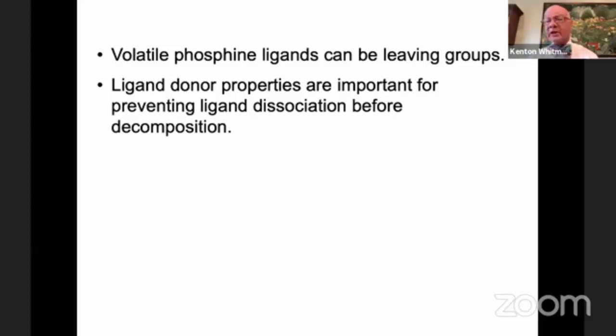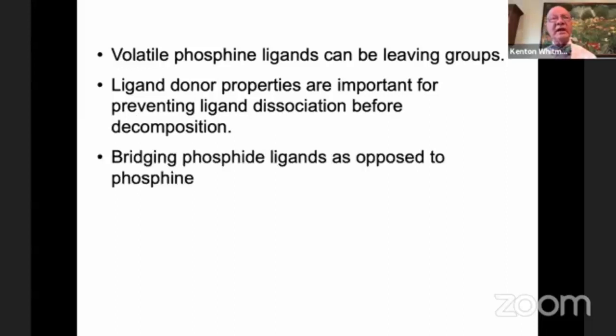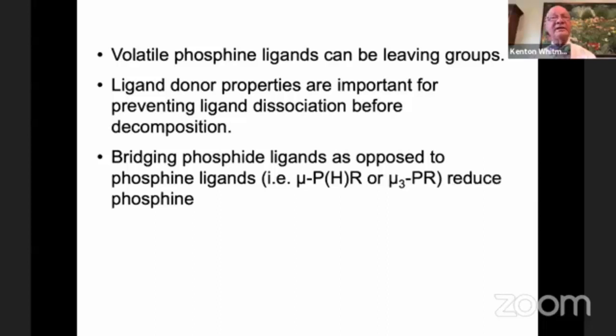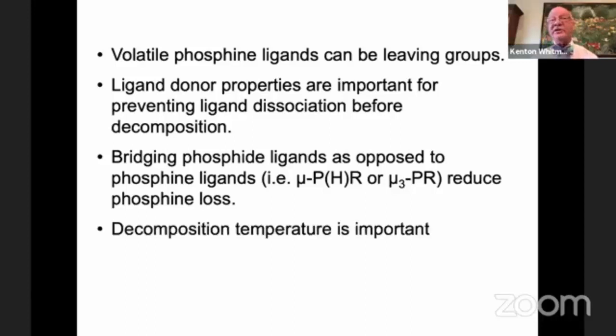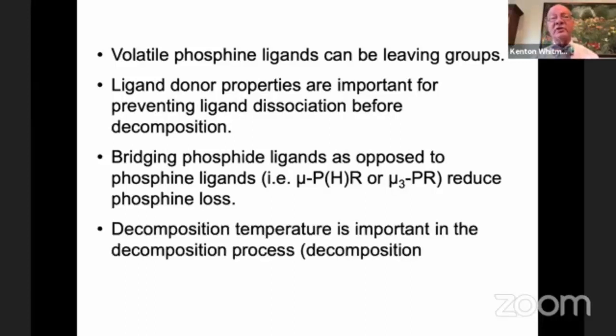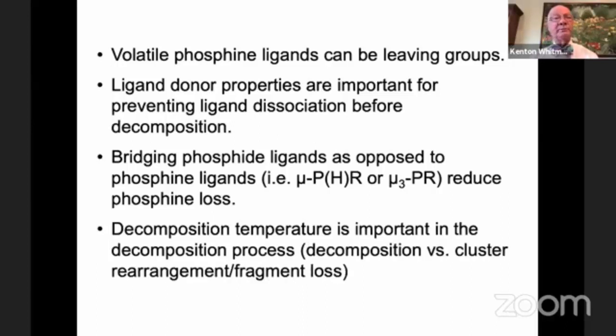Of course, you want R groups that are going to be good leaving groups because you do not want carbon left in your films, but that is a problem we can solve. T-butyl is actually a very good leaving group. And then bridging phosphide ligands, such as the mu-PH2 ligand, are really good at serving as phosphines in these cases. And then the decomposition temperature is also important because that can control the kinetics of the process and determine the ultimate product that you end up with.